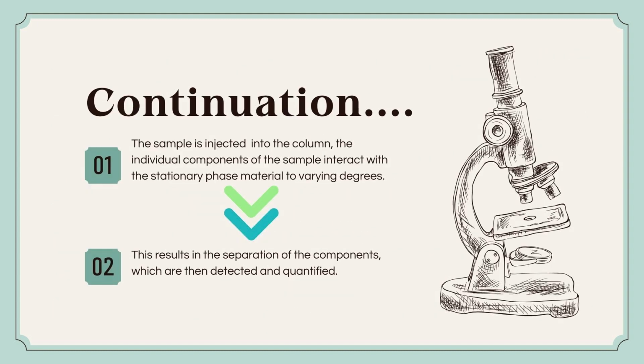For the continuation, the sample is injected into the column. The individual components of the sample interact with the stationary phase material to varying degrees. This results in the separation of the components, which are then detected and quantified.